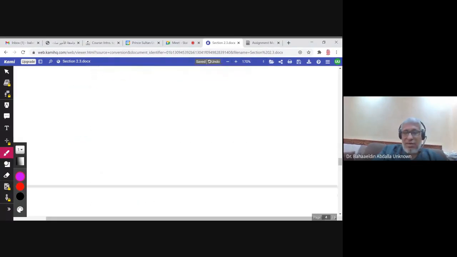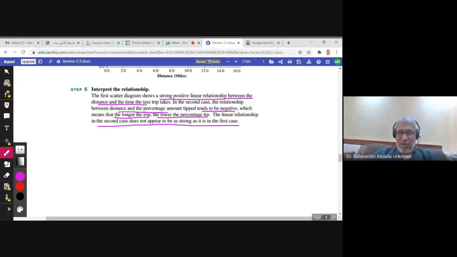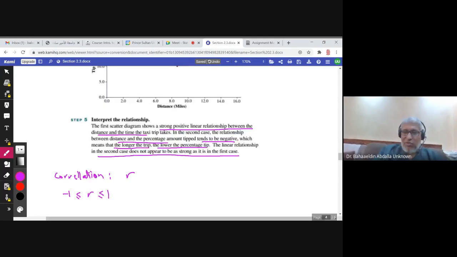Of course, there is in fact a numerical measure called correlation between X and Y. We denote this measure by R. And there is a specific formula to find this R. R is a number between -1 and 1. If it is closer to 1 or -1, the linear relationship would be very strong. If it is positive, it would be a positive linear relationship. If R is negative, the relationship would be negative.